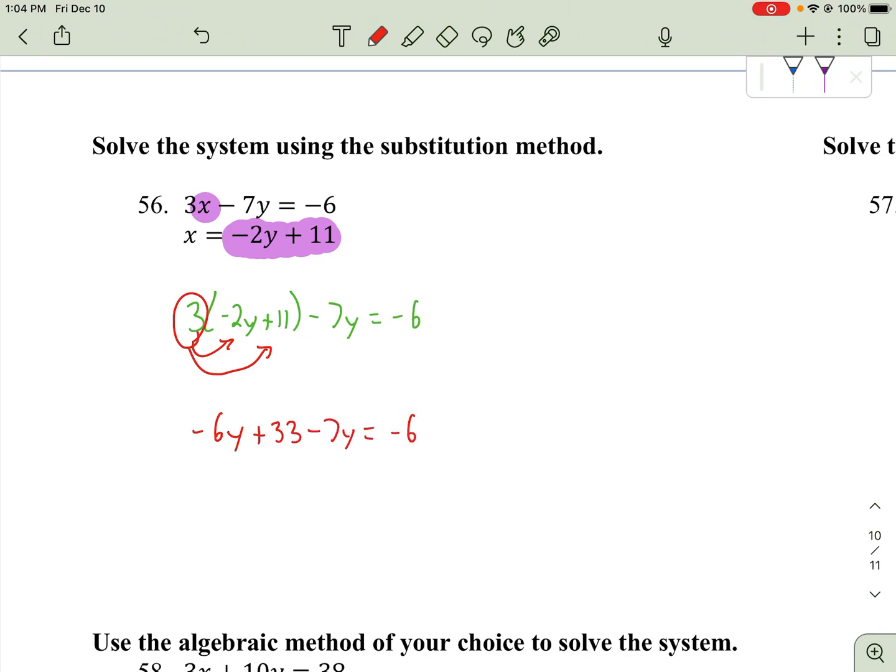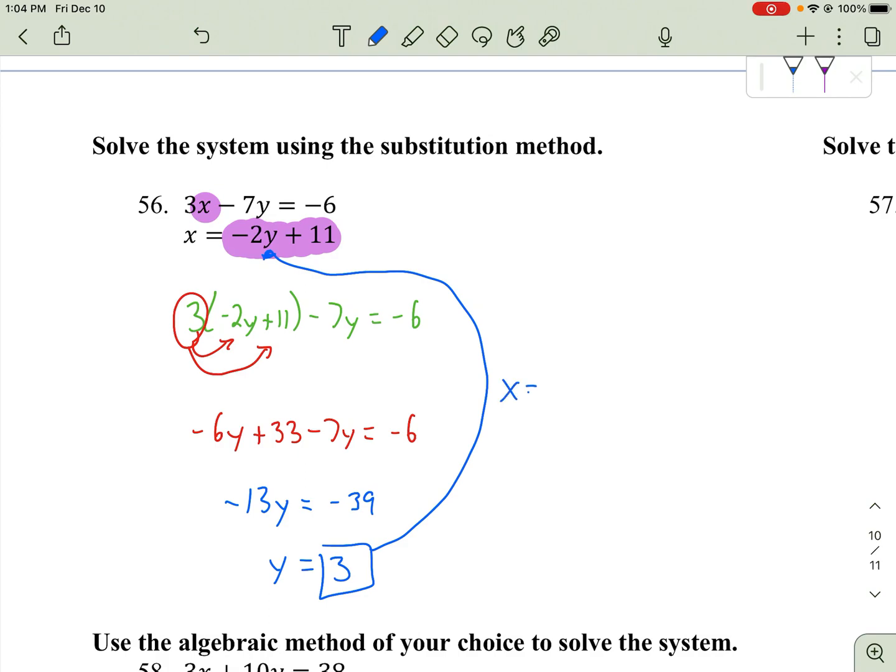7y equals -6. Now we can combine like terms to get us -13y, and I'm going to subtract this 33 to the other side, which will give me -39. Divide by -13, you get y equals 3. Once you know what y equals, take that number, plug it back in to either equation, but this one's the easiest because it's already set equal to x. So now when we plug that 3 in, we get x equals -2 times 3 plus 11, and we get x equals 5. So (5, 3) is our solution to this system.